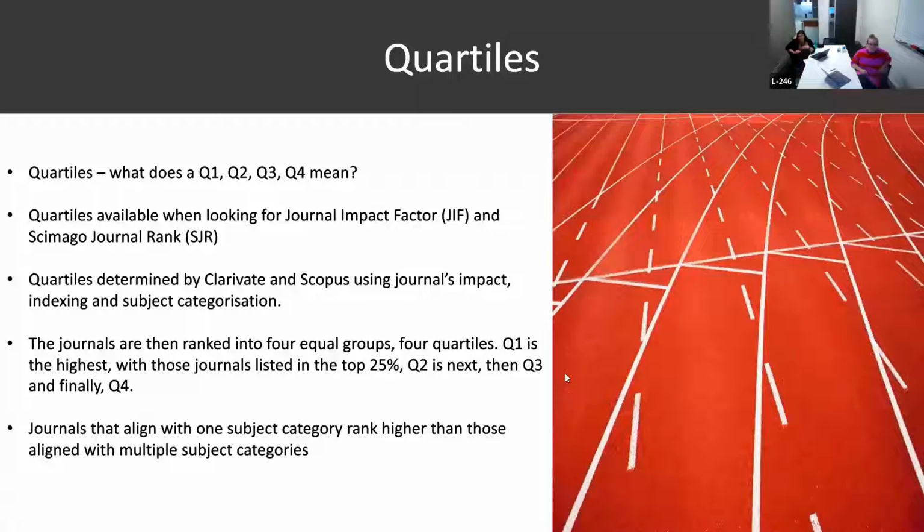So a journal that sits within one subject category is often going to rank higher than those that are aligned to multiple categories as well. And you'll see that as you look through some of the journals.